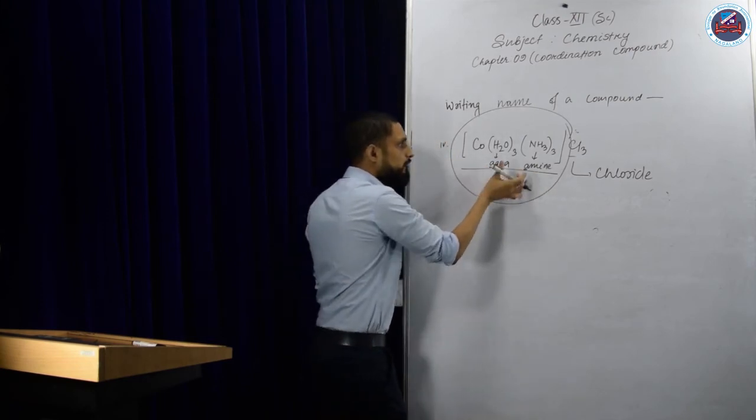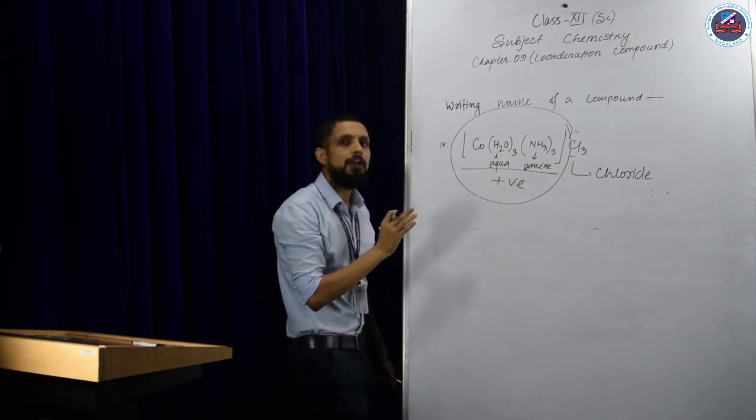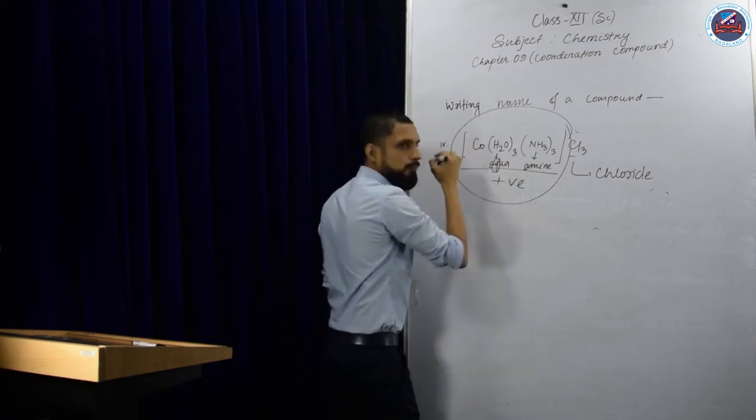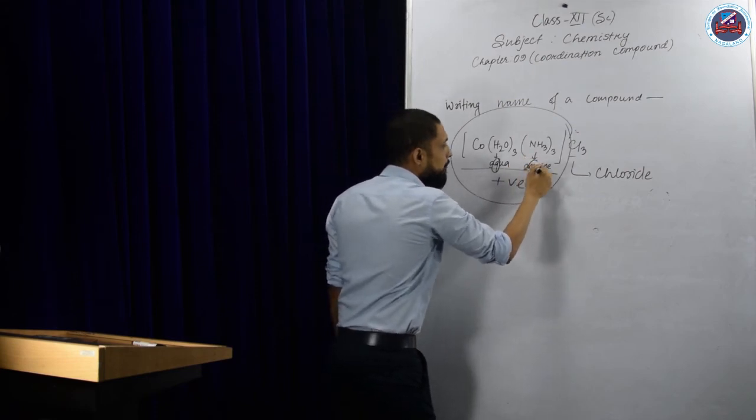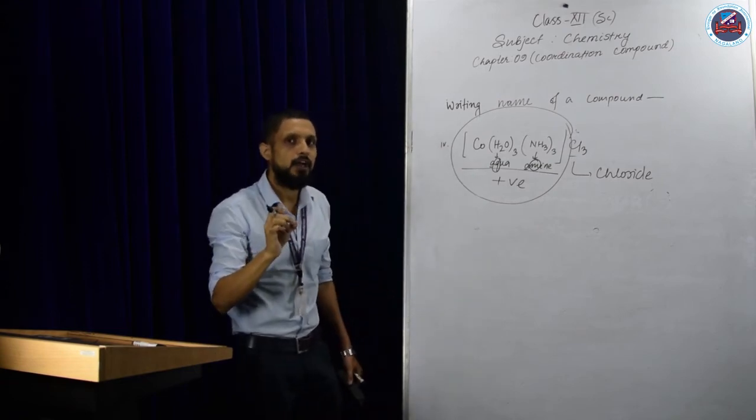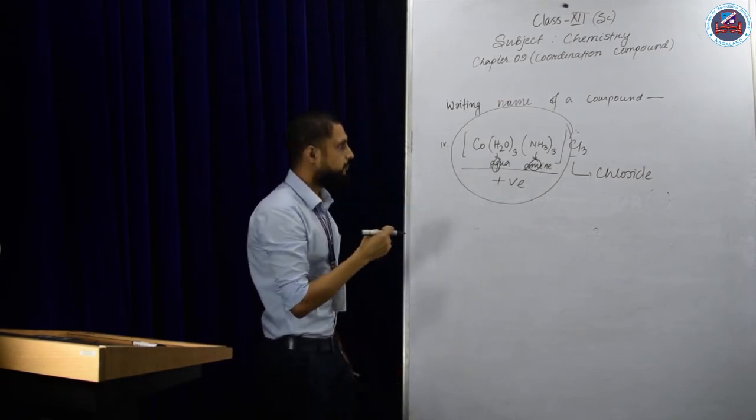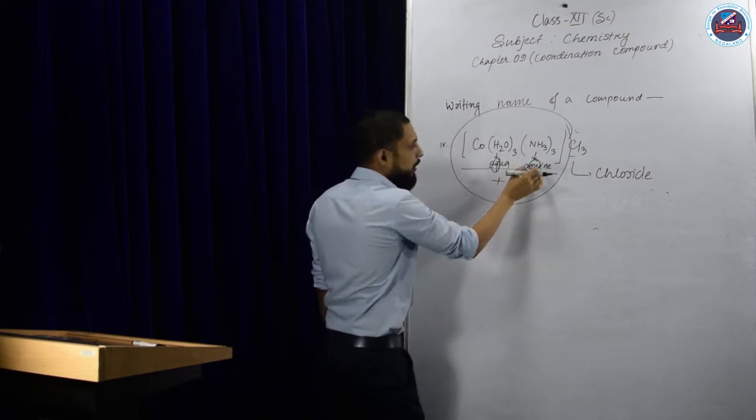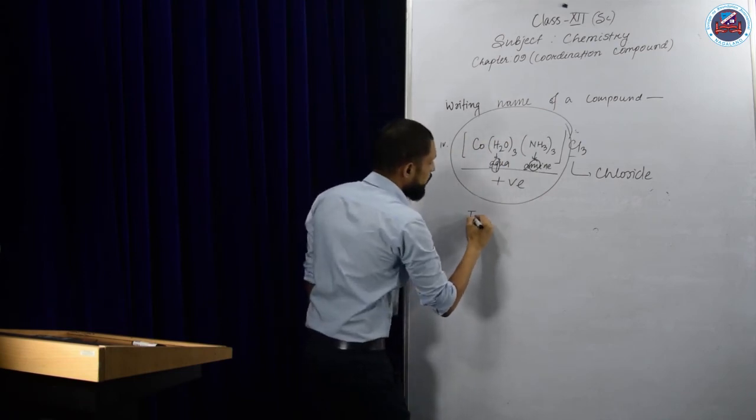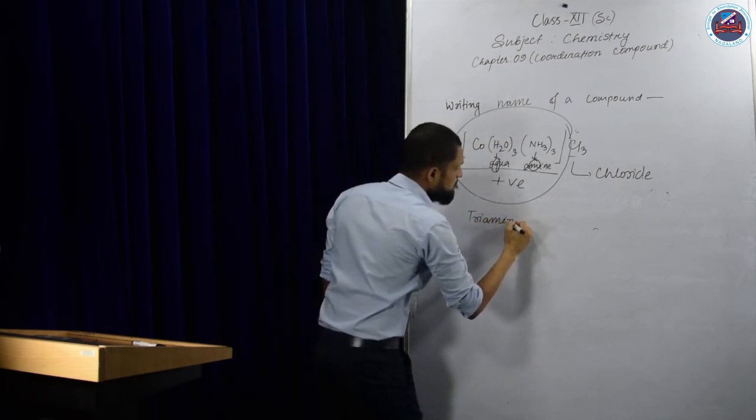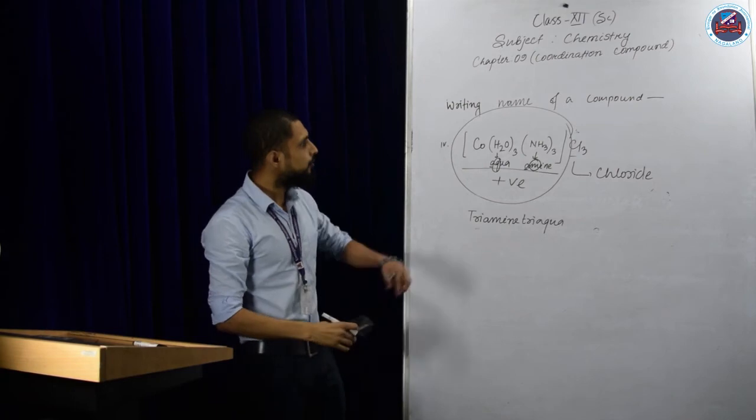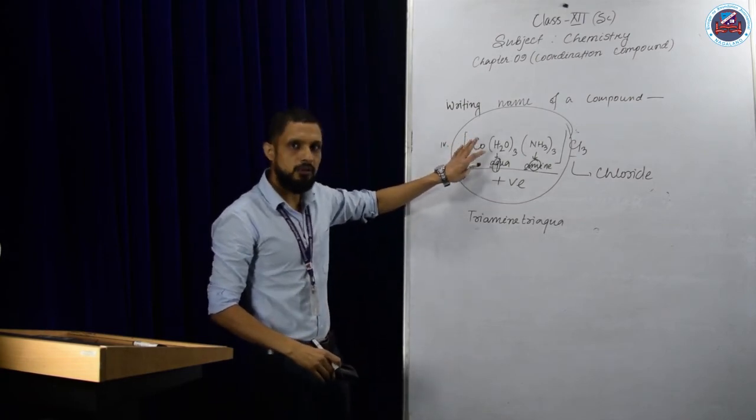Now if you compare the first letter, it's difficult to find out the order of the ligand. So what do we do? We take the next letters: A-Q-U-A, A-M-M. If you compare Q and M, according to that, we'll write the order. So M will come before Q, amine will come before aqua, so we'll write triammine, triaqua. The metal here is Co, that is cobalt.